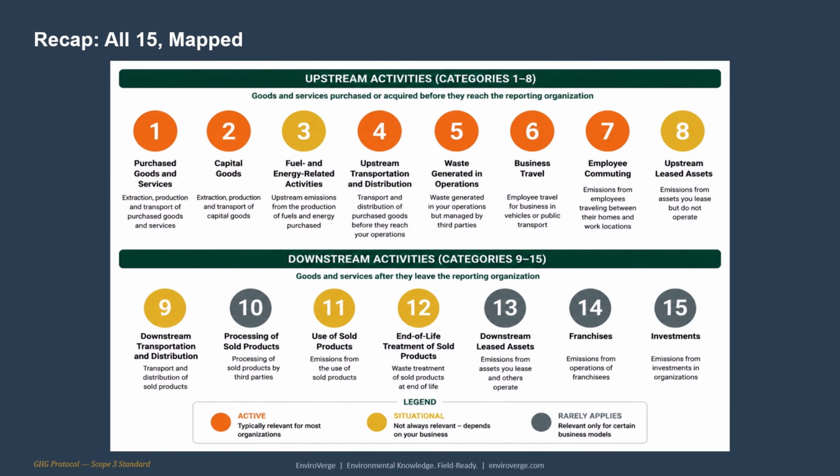Let's map all 15 at once. 8 categories upstream, 7 downstream. Same split structure as video 1. Most contractors actively manage 6 to 8 of these. The rest need a documented reason, not silence. A complete inventory boundary statement addresses all 15, not just the obvious ones.